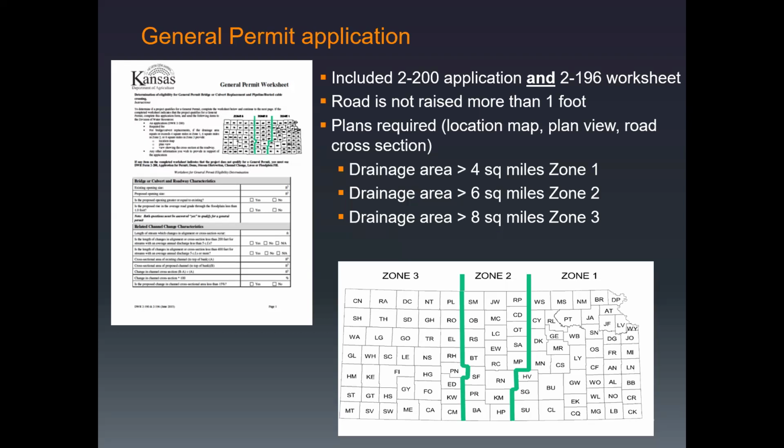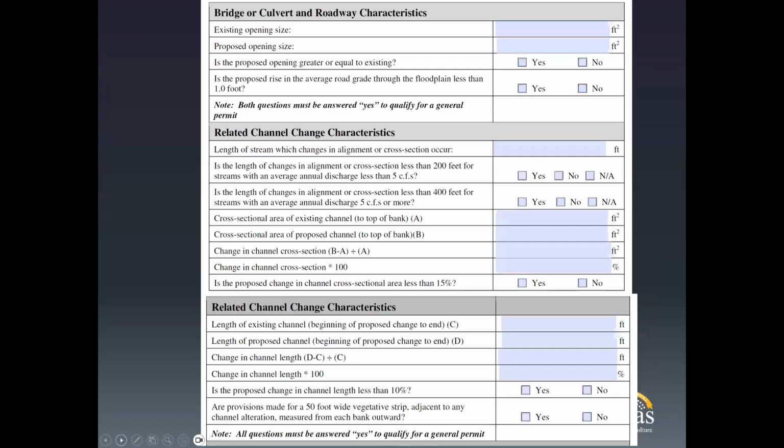Plans are required if your drainage area in zone 1, which is our eastern part of our state, is greater than 4 square miles. In the middle of our state, if the drainage area is greater than 6 square miles, you're going to need to provide some plans. And then in our western part of our state, 8 square miles in zone 3, you're going to have to give us some plans. If it doesn't meet those conditions, you don't have to send us any plans. You can just send us the application, 2 applications, and a check for $100, and everything is taken care of.